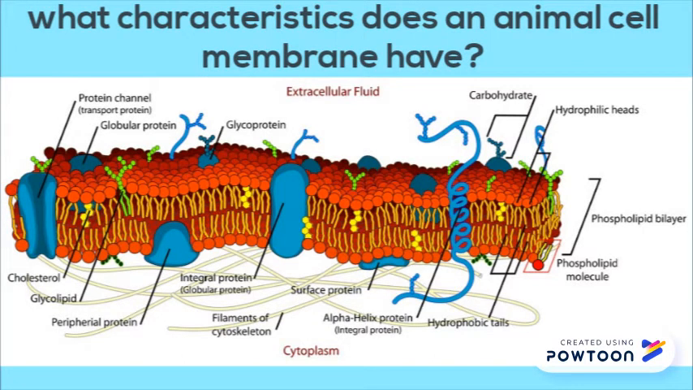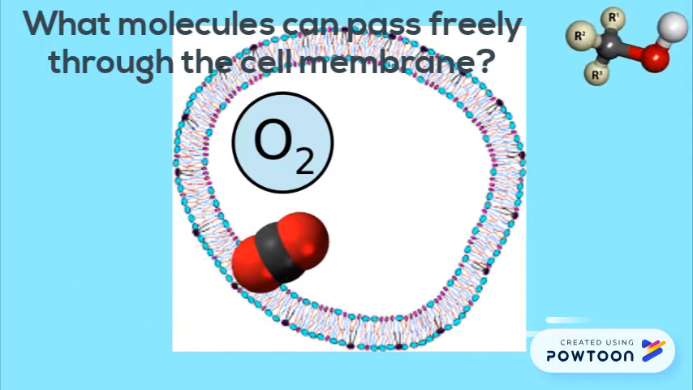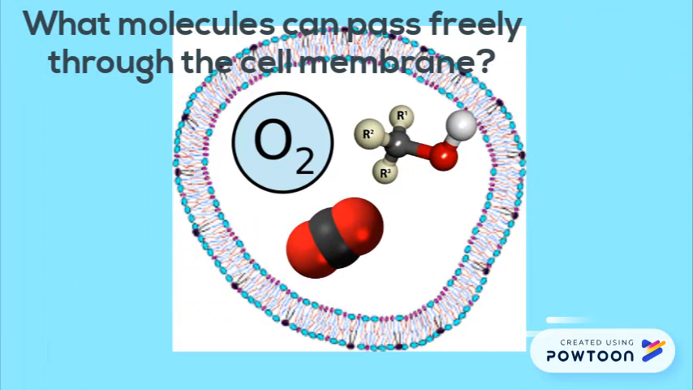It consists of a lipid bilayer with protein. It is semi-permeable, which lets some molecules pass freely through the cell membrane, like oxygen and carbon dioxide, alcohol, and sometimes water. But glucose, amino acids, and electrolytes need the assistance of certain proteins to cross it.